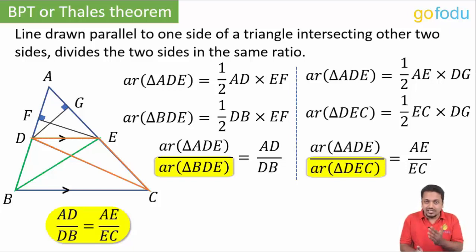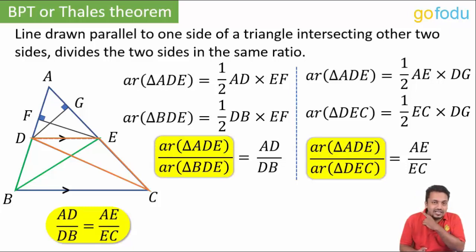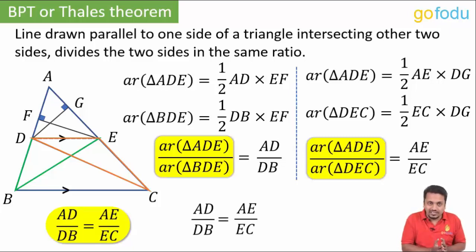This makes these two left hand sides containing ratio of areas equal. Therefore, the right hand sides will also be equal. So AD upon DB is equal to AE upon EC. This is also called the side splitter theorem for obvious reasons. The parallel line is splitting the two sides proportionally. And guess what? Even the midpoint theorem we saw in the previous video is a special case of the basic proportionality theorem only.